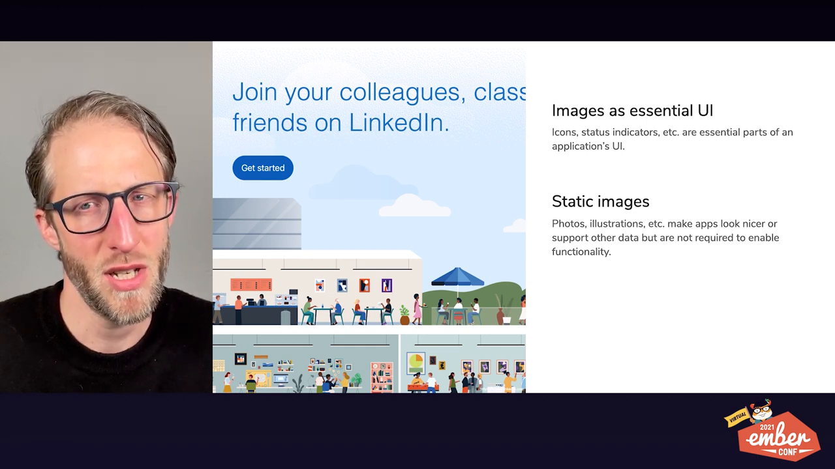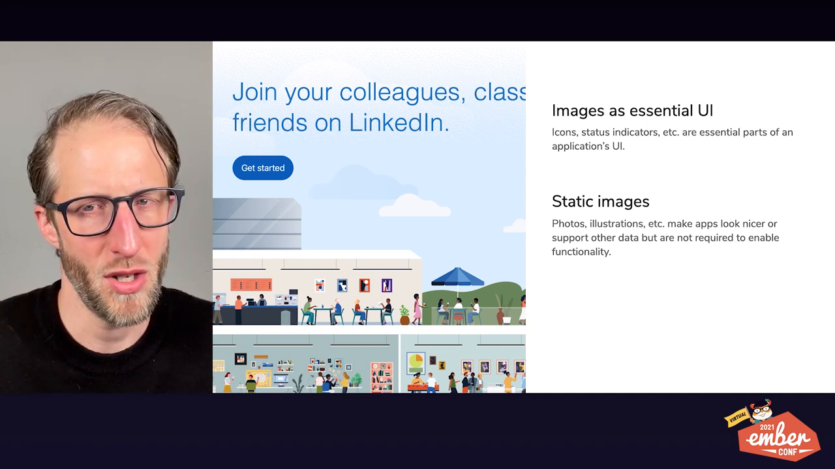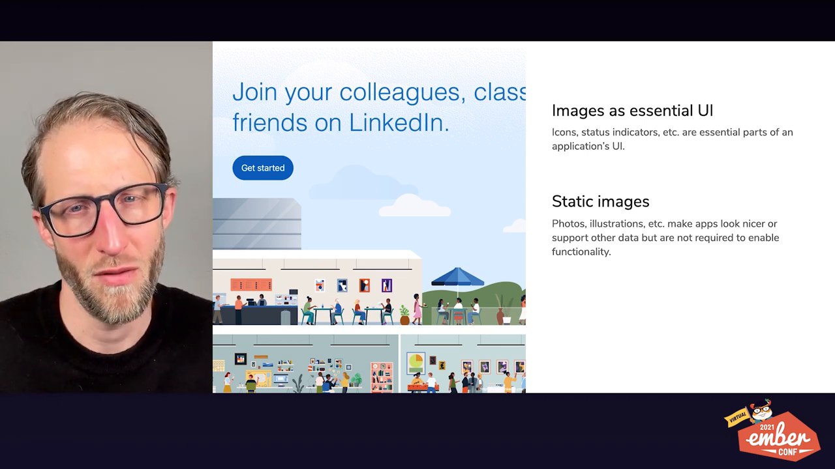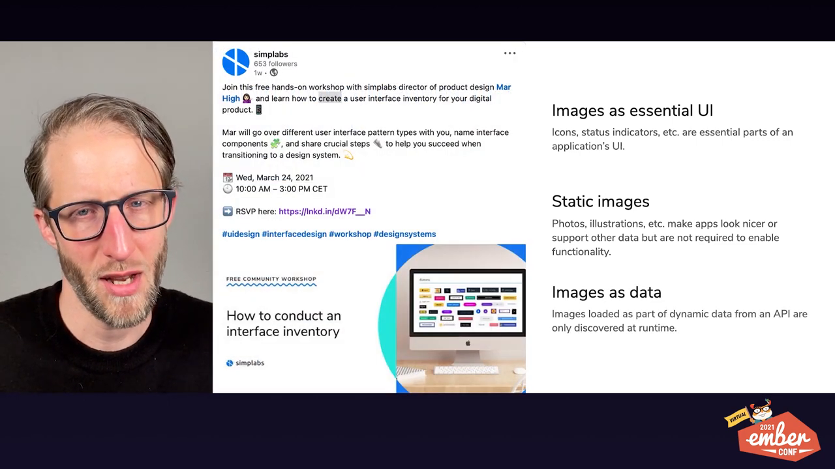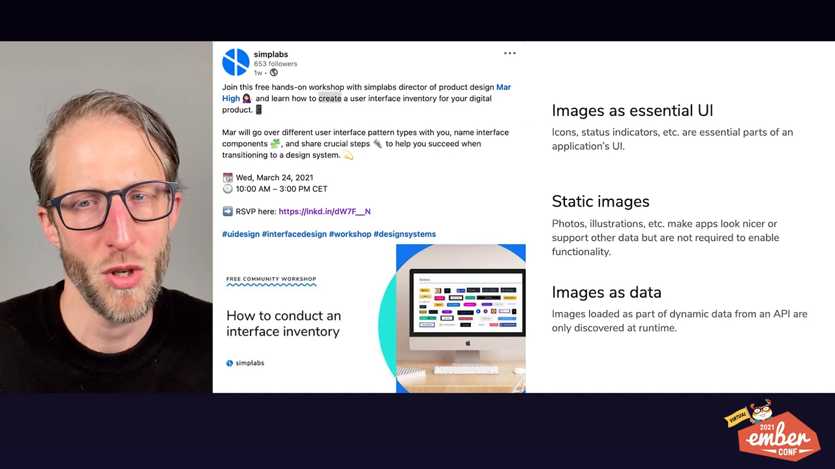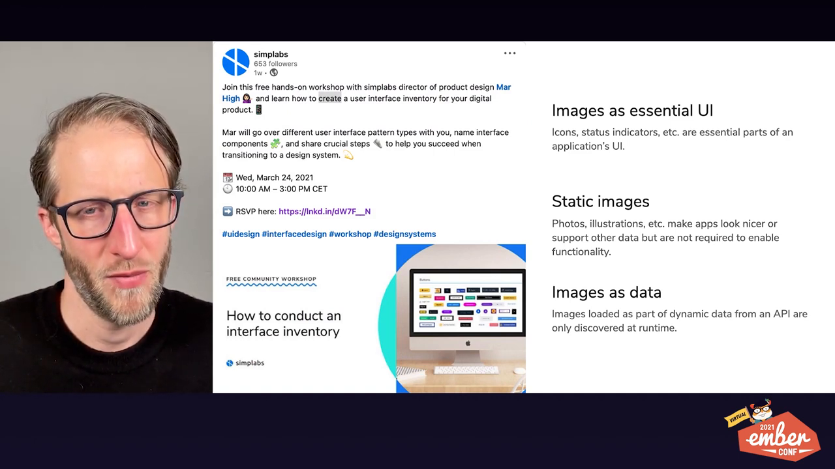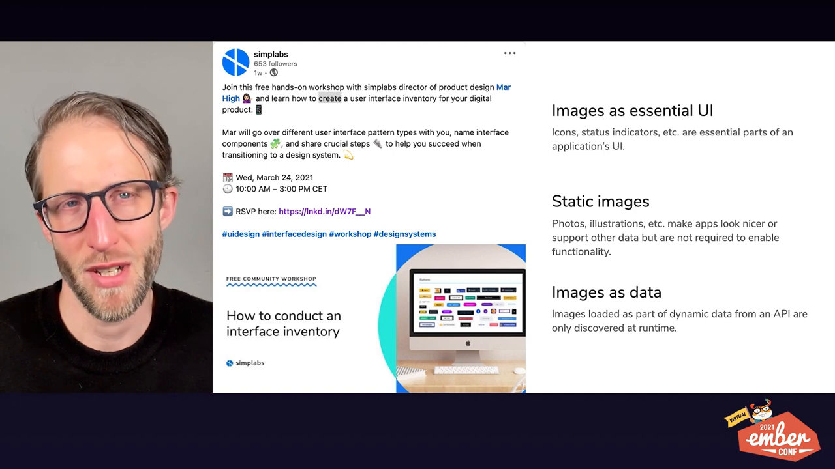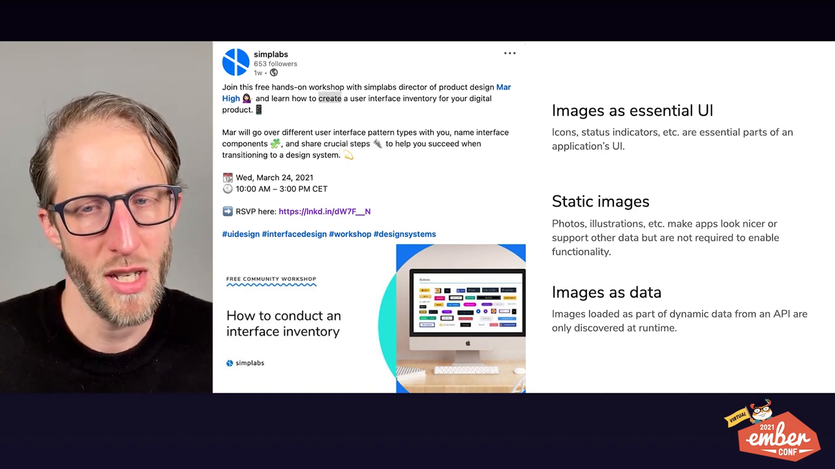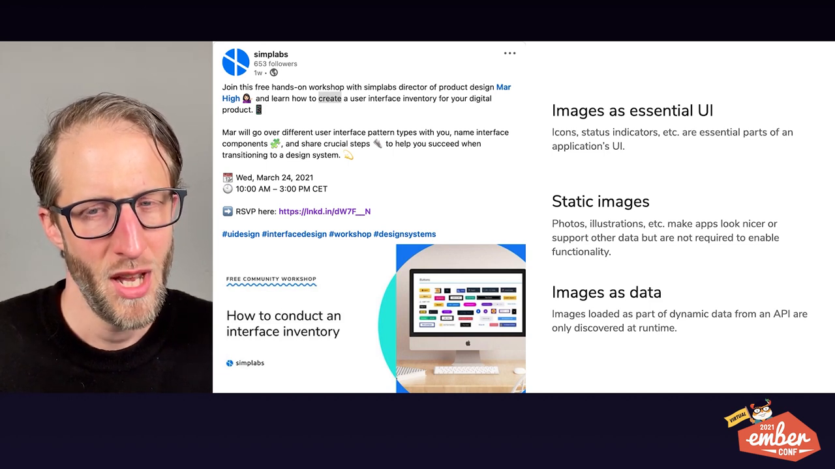This kind of image would typically just make a site nicer visually or support other data or content, but not really be essential itself. And finally, there's images used as part of the data an app deals with, like in this example, which is a post on the LinkedIn feed that also includes an image. These kinds of images would usually be part of some data loaded from an API and therefore only be discovered at runtime.